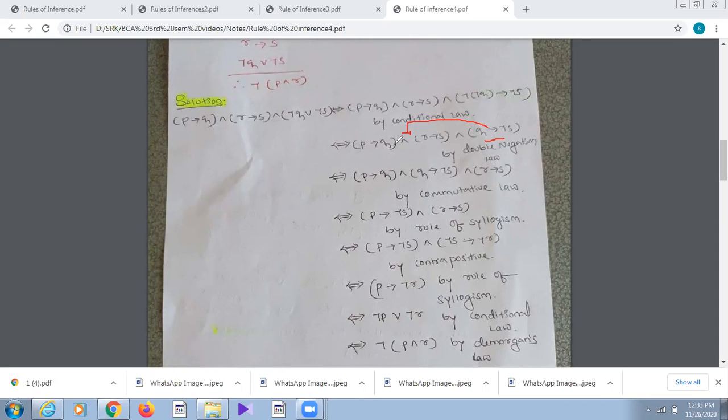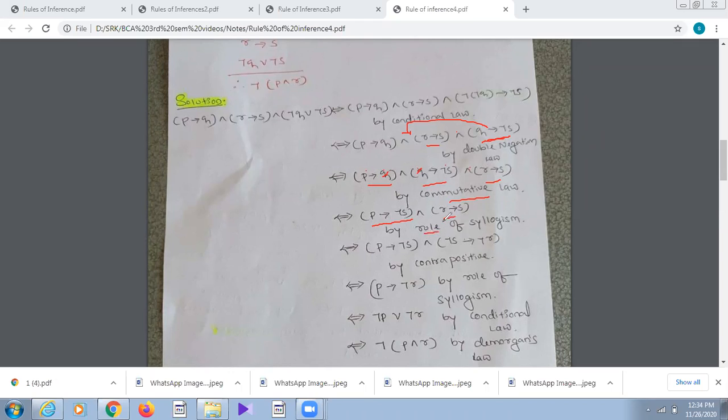So similar here, this p conditional q as it is, so this whole term will be got here, so that is q conditional negation s, and this conjunction as it is, and r conditional s, by using commutative law. Okay, so here q will be cancelled. By using rule of syllogism, we only got the p conditional negation s, and this conjunction as it is, and this r conditional as it is. Okay, so this is by using rule of syllogism.